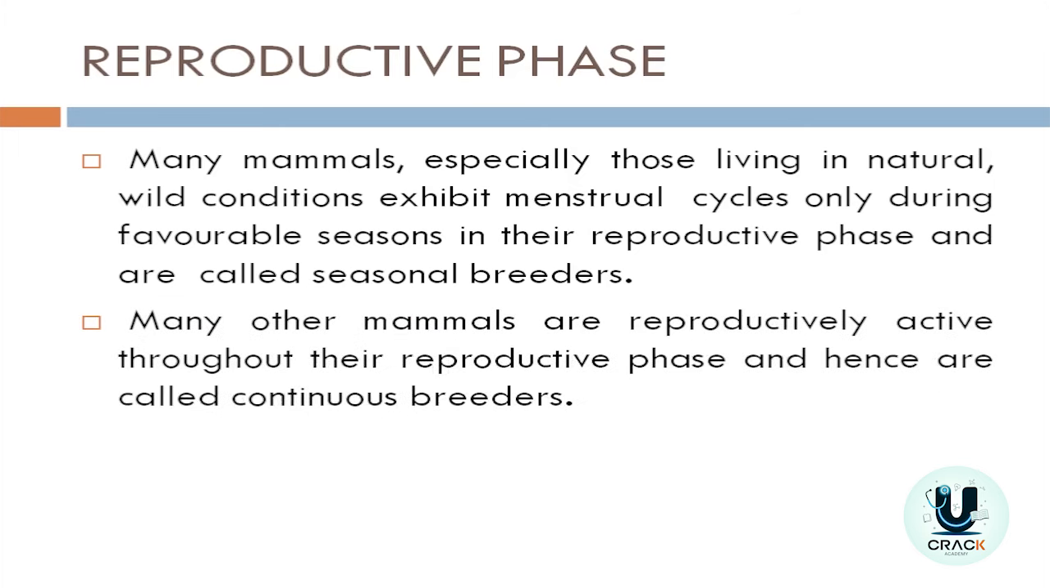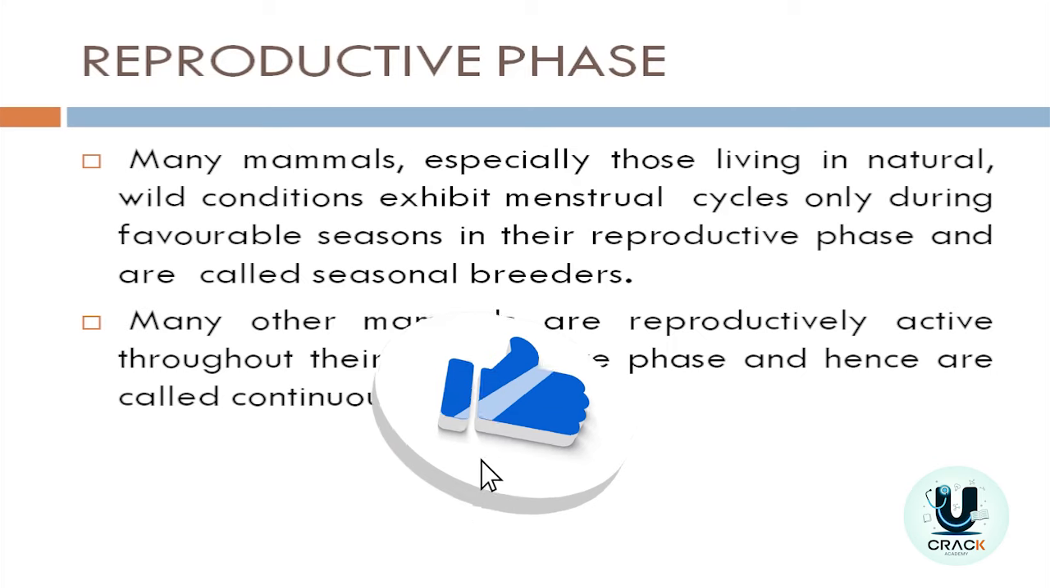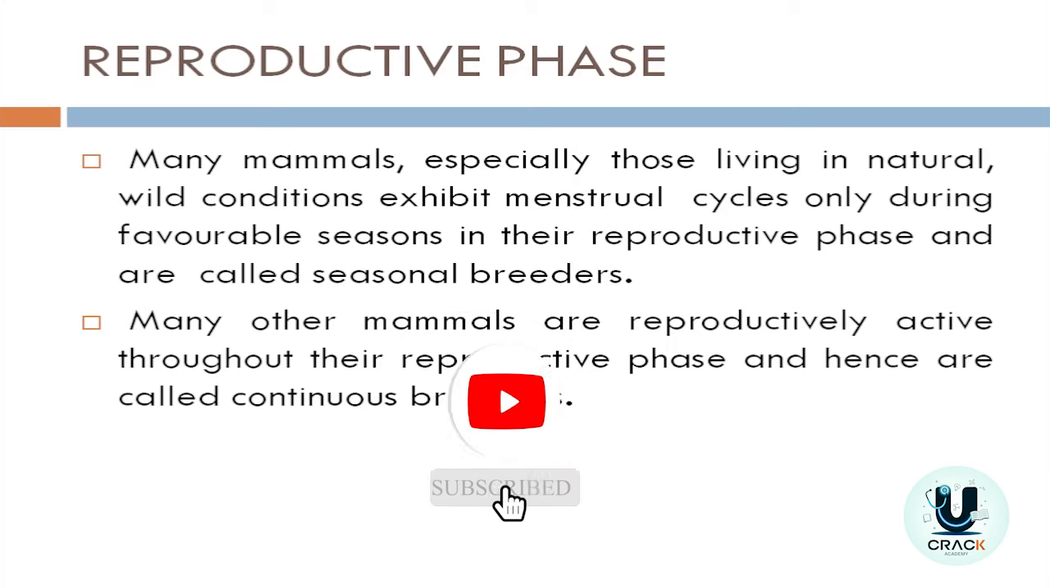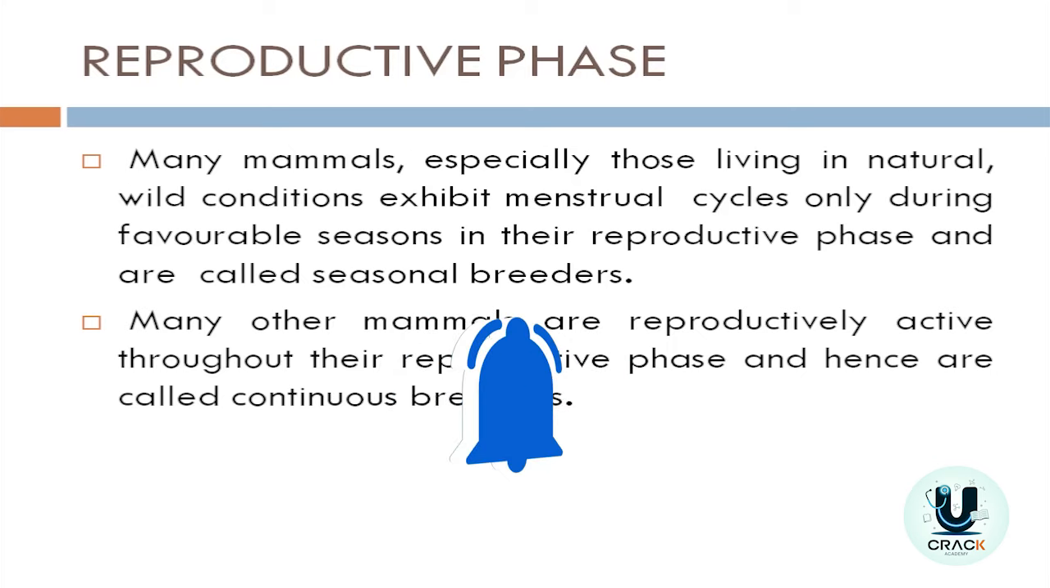Many other mammals are reproductively active throughout their reproductive phase and hence are called continuous breeders.